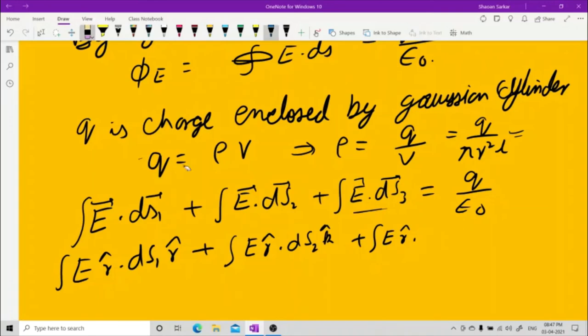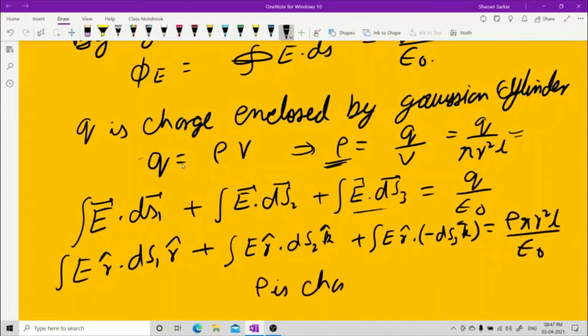This is minus ds 3 k cap, and this is nothing but now pi. Again, rho is the charge per unit volume. I'll write it somewhere else. This is equal to rho pi r square L upon epsilon naught, where rho is charge per unit volume.